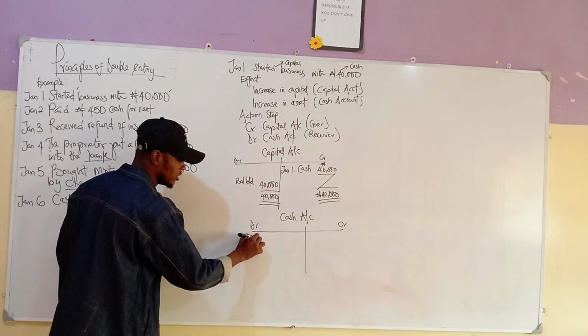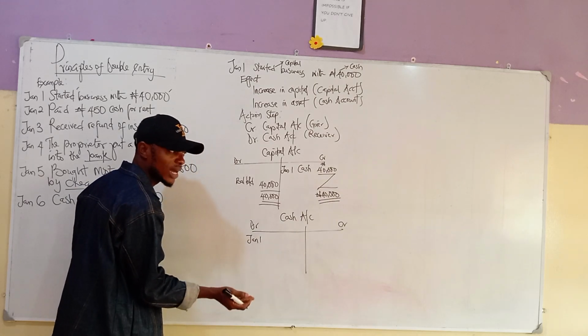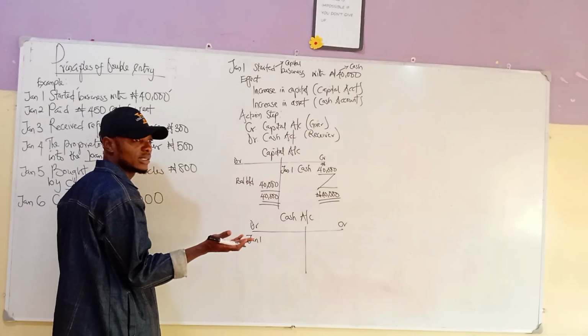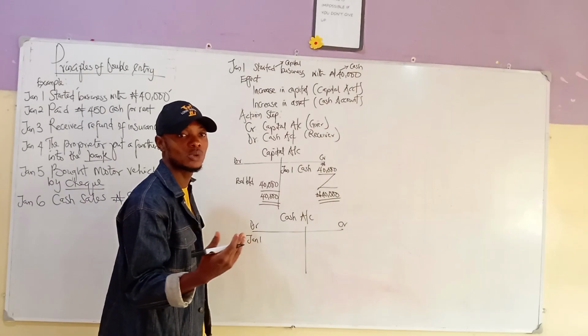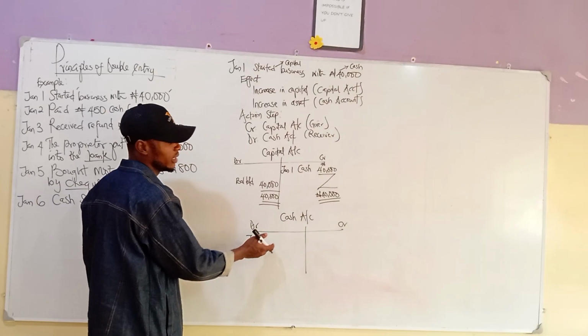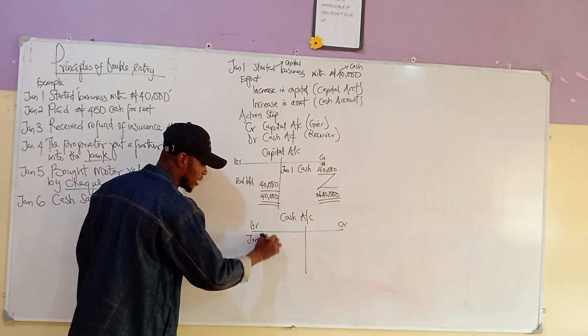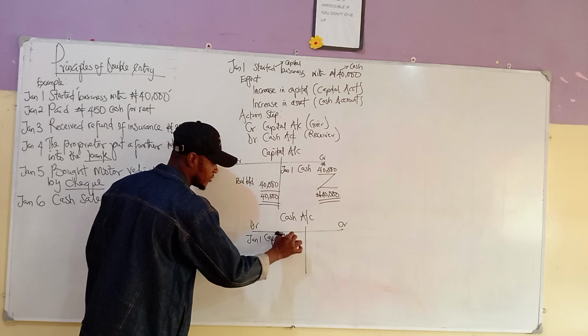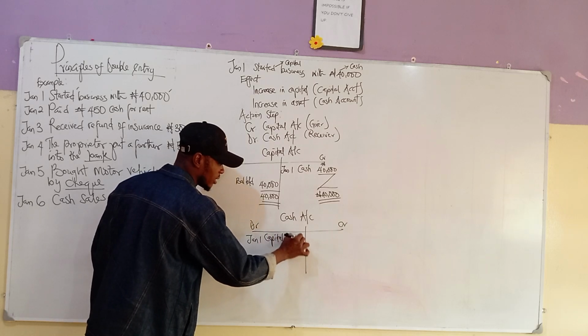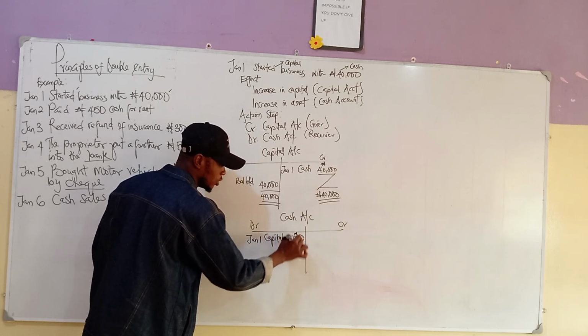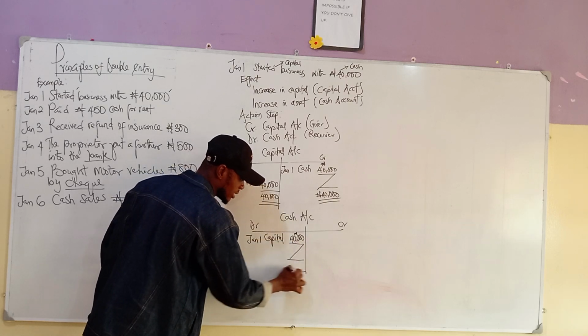So I have my date, January 1st. What was received as cash? In terms of the transaction, in order for them to understand, you need to put what purpose the money that came in as cash was for. It was capital, money that was invested. So I have capital, which is 40,000 naira, right? Good. So you close this account.